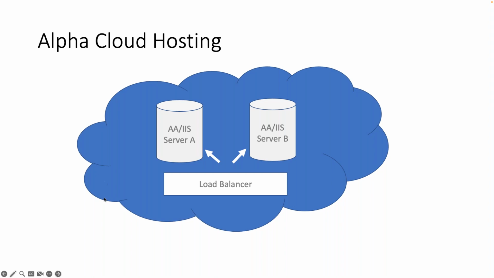One is it's offsite, so someone else is taking care of all the hardware and stuff for you. The other thing is that it is elastic, so you can set it up so that if server A and server B get very busy, it could automatically add a server C or a server D or a server E, a concept that we call elasticity. So we have elastic computing when you're dealing with Alpha Cloud hosting.